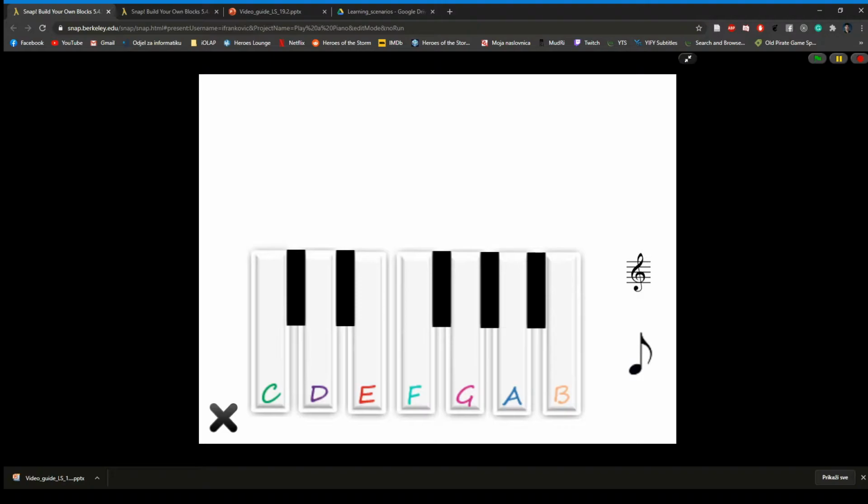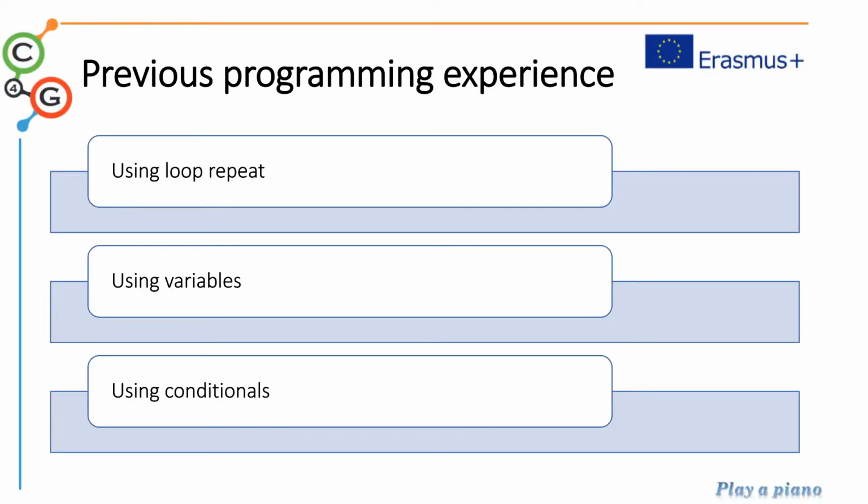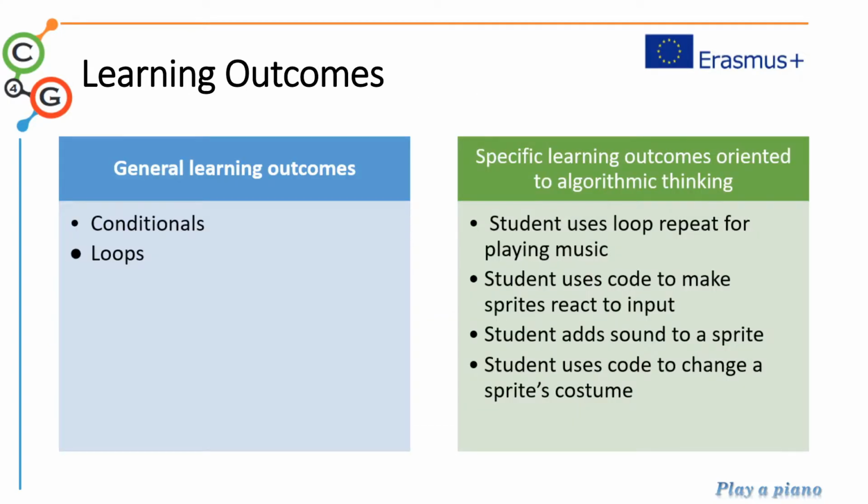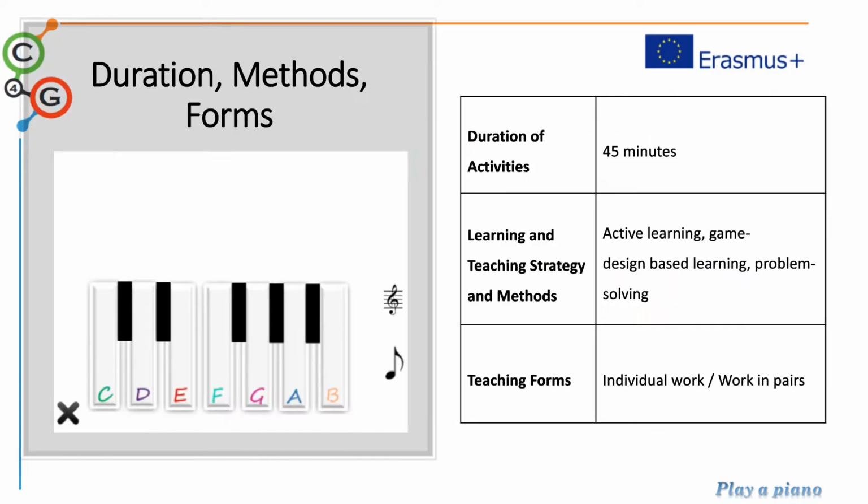In this activity, students will learn how to play music and change costume by clicking on a sprite. From the previous activity, students already know how to use loop, repeat, variables and conditionals. In this activity, students will learn to use conditionals and loops. The expected duration of the activity is 45 minutes. Students can work individually or in pairs. The role of the teacher is to help them and to explain the more complex parts.